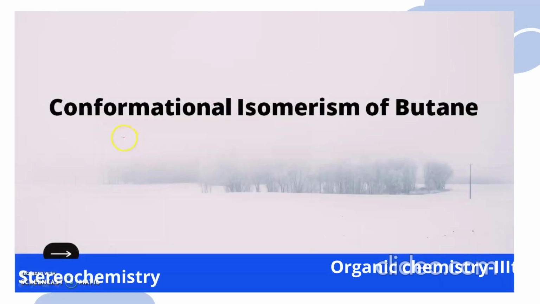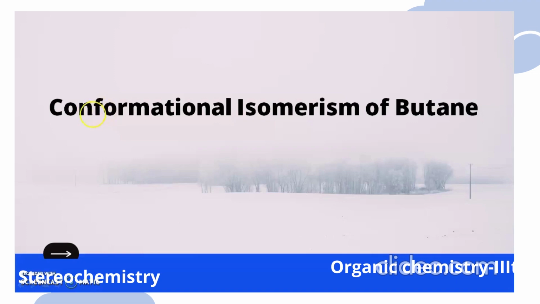Good morning, students. In this lecture, we will try to understand conformational isomerism of butane. Hope you remember the definition of conformational isomerism. Conformational isomerism is defined as the restricted rotation of atoms or group of atoms around single covalent bonds. The restricted rotation of atoms or group of atoms around the single covalent bond is said to be conformational isomerism.